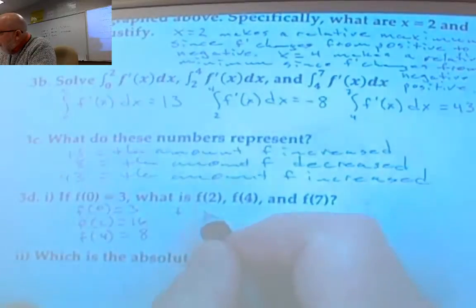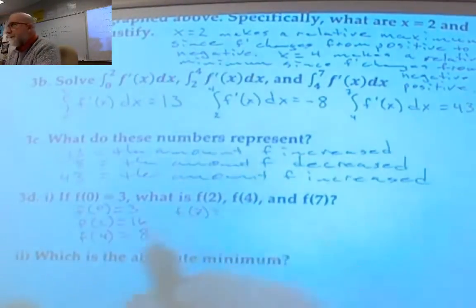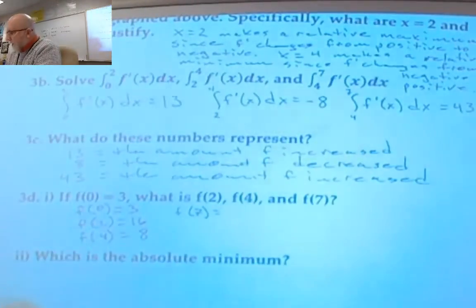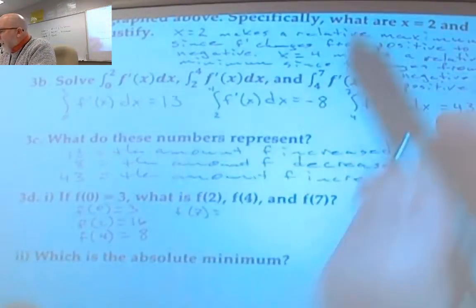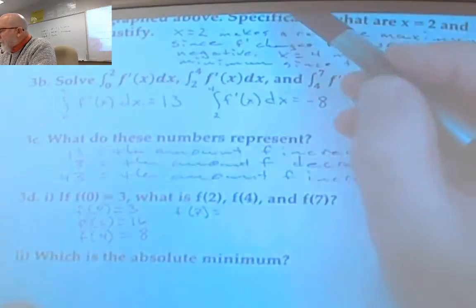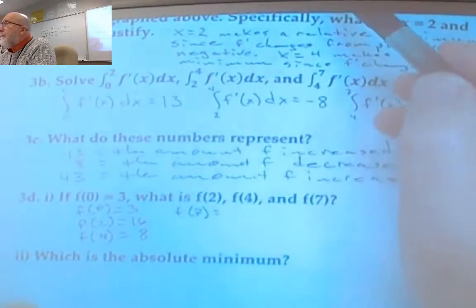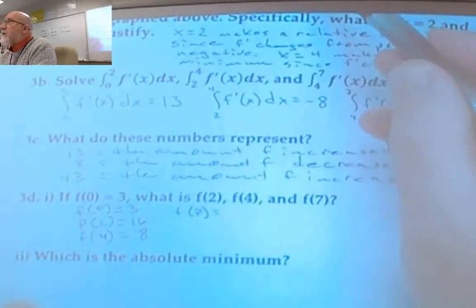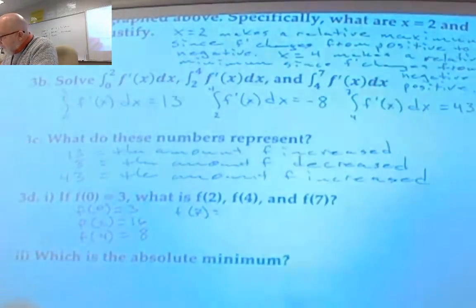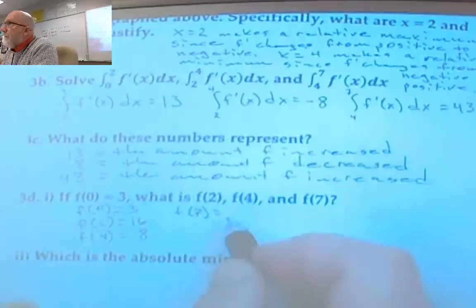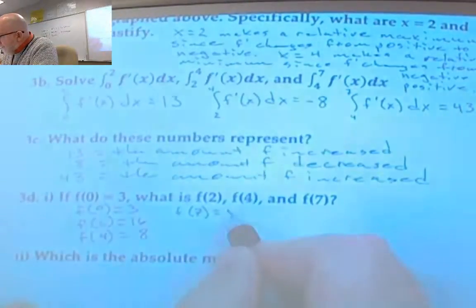F of 7. Ryan, I know f is increasing because f prime is positive, because Reed said when it's above the x-axis it's positive, and I know how much it increased, 43. So what's f of 7? 51.